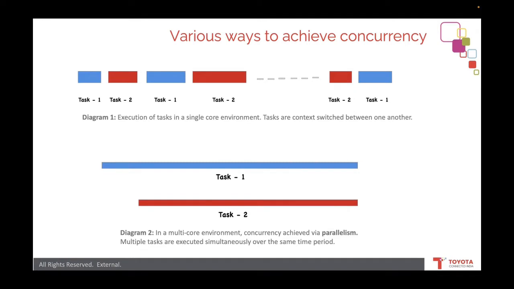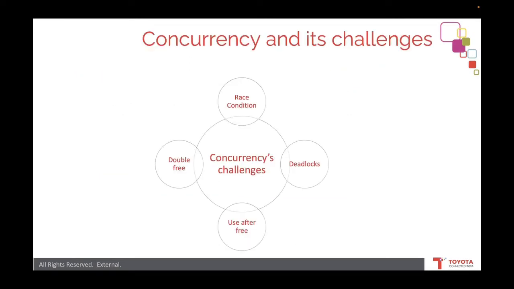Mostly people also confuse concurrency versus parallelism. In parallelism, we execute multiple tasks simultaneously over the same time period. In diagram 2, you can also see how we achieve concurrency via parallelism.